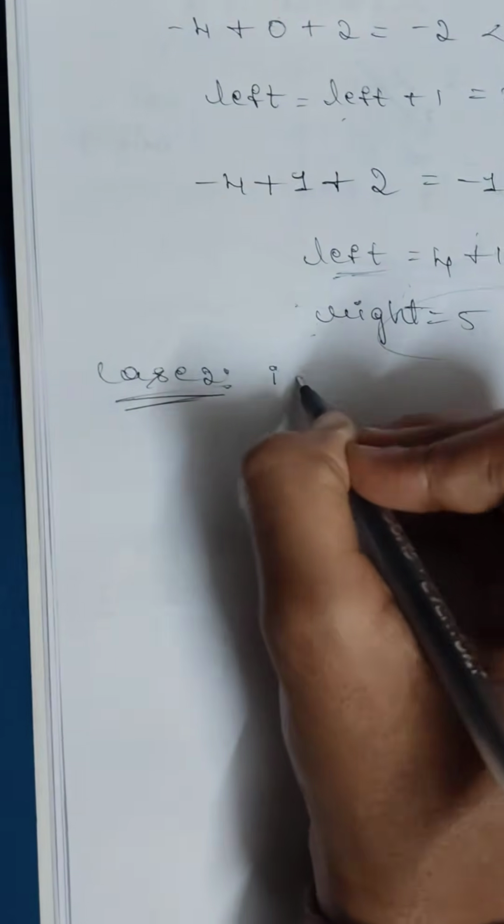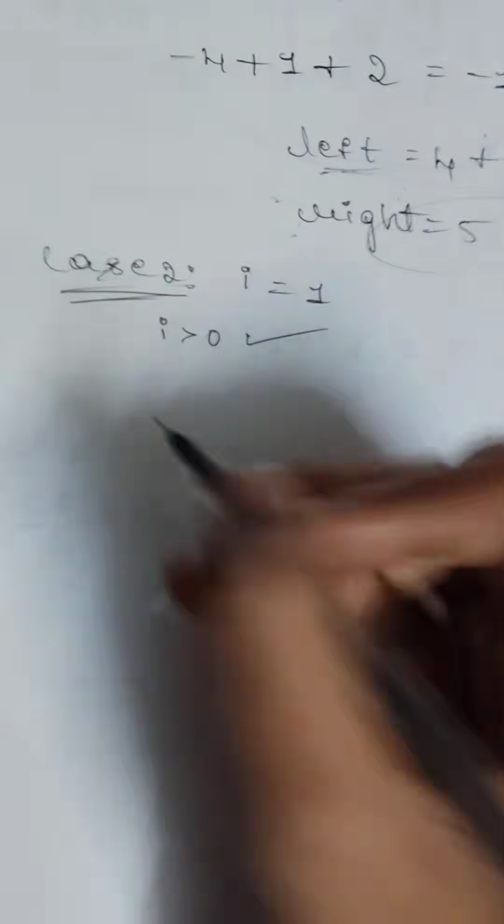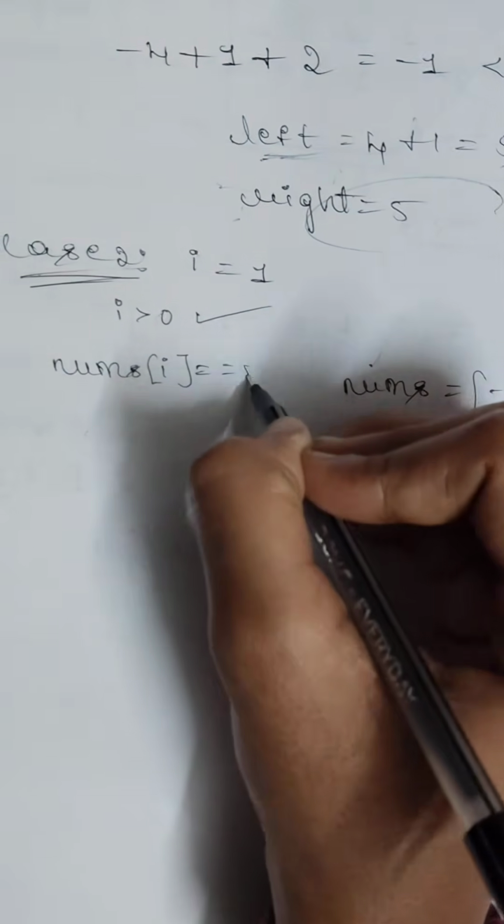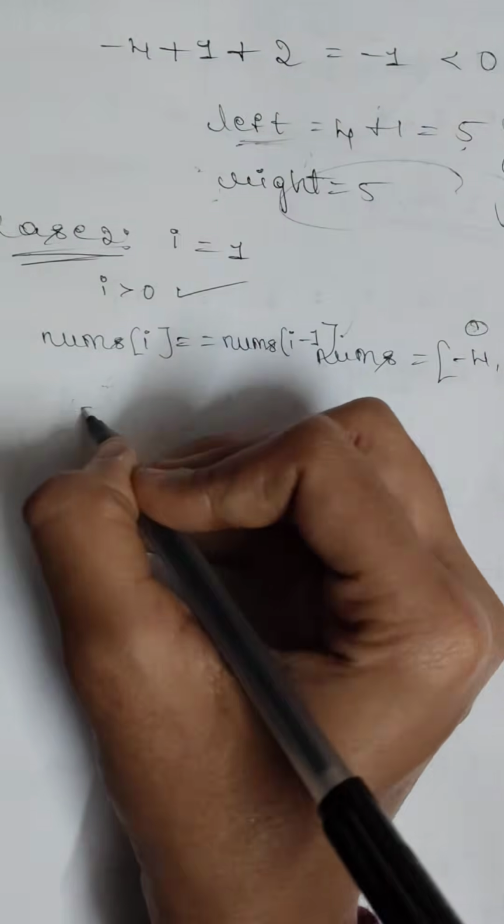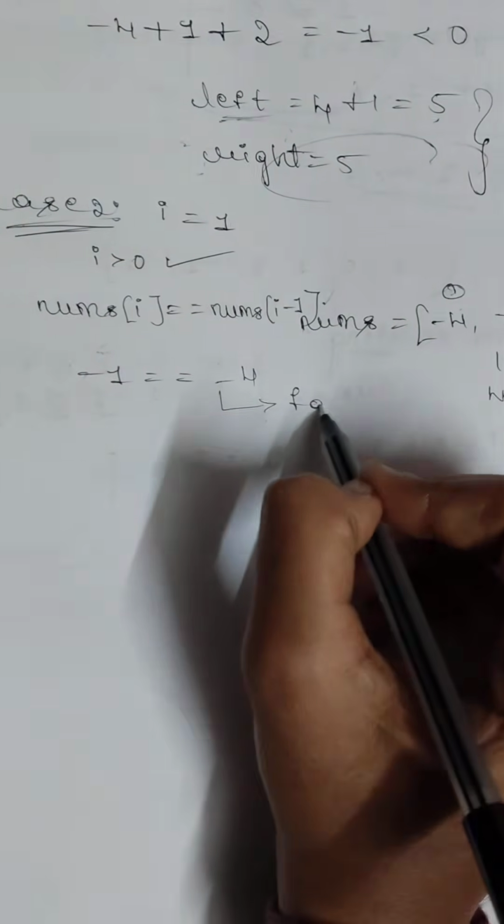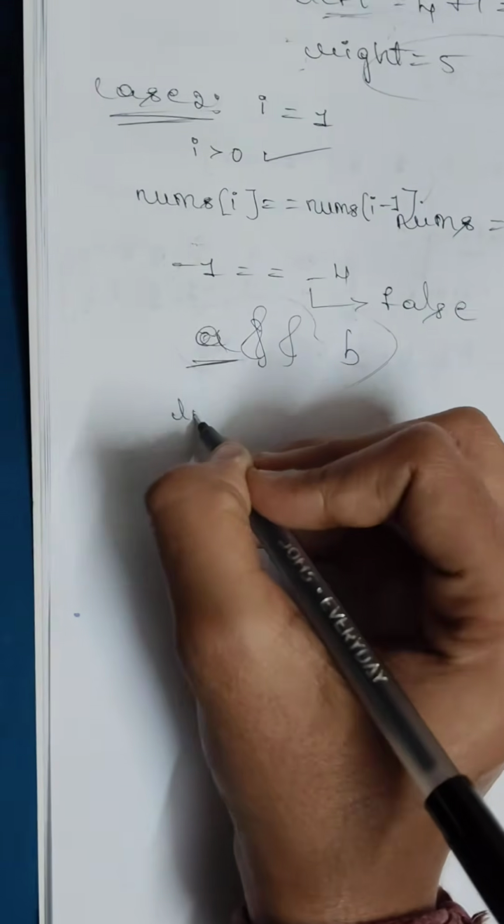That is case 2, when i is equal to 1. So the first thing that I'll be checking here is whether i is greater than 0. Yes, it satisfies. First let me write down the array. The next thing that I have to do is compare whether nums of i is equal to nums of i minus 1. So nums of i, with indexes 0, 1, 2, 3, 4, and 5. What is my nums of i minus 1? Minus 4. Clearly this condition is false. Whenever there is an AND condition, if any one condition fails, then the whole statement will fail. So next I have to again start iterating through the loop.